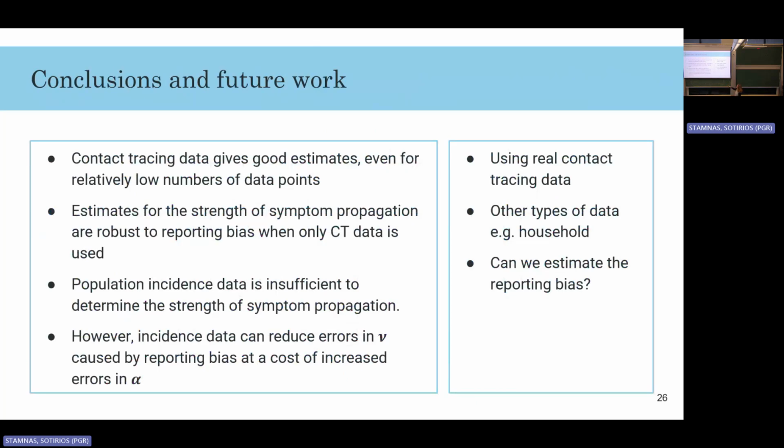Here are just some quick conclusions. I think I've covered everything already. And then some future work. Obviously, we'd like to do this with real data. And then also thinking about other data sets, such as household data, where you have correlations, people are more likely to infect each other, but we don't necessarily know if they have infected each other. And then also, can we estimate this reporting bias?